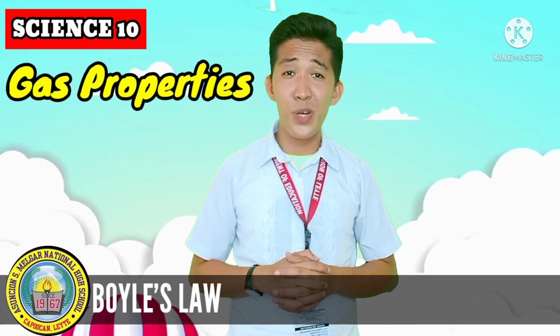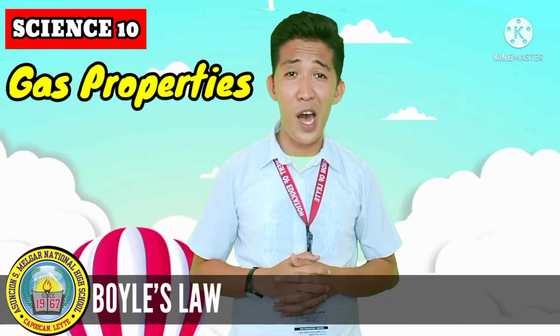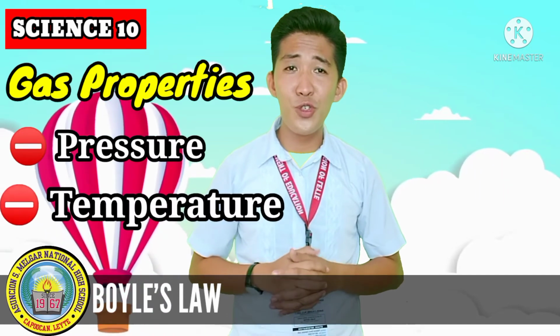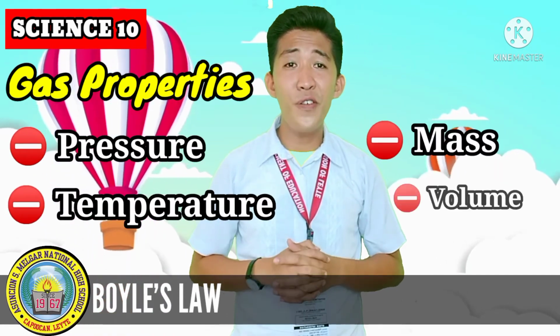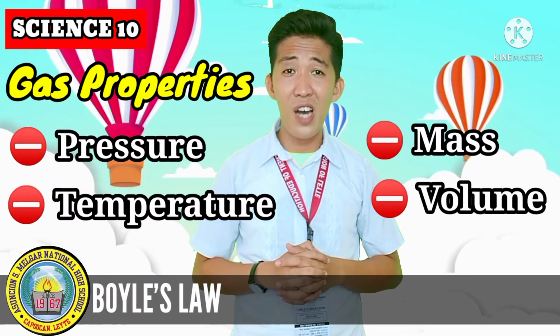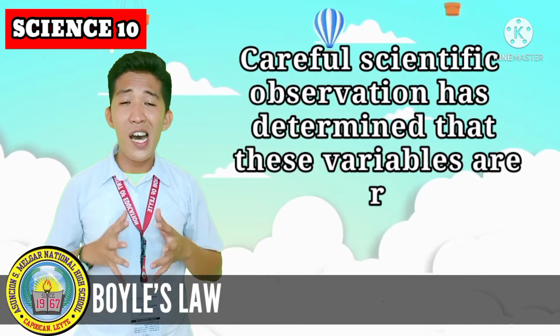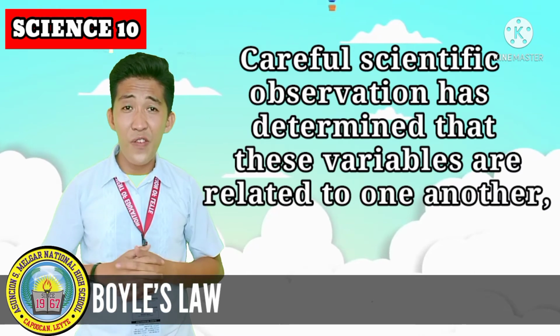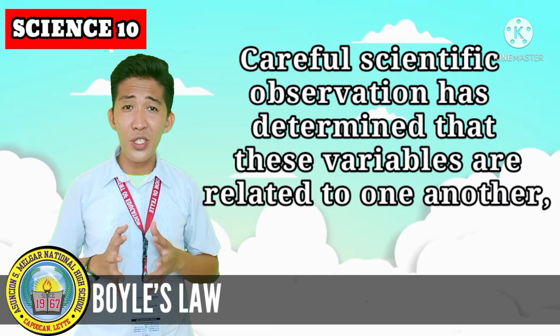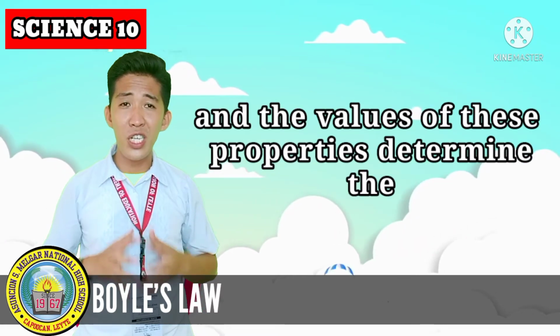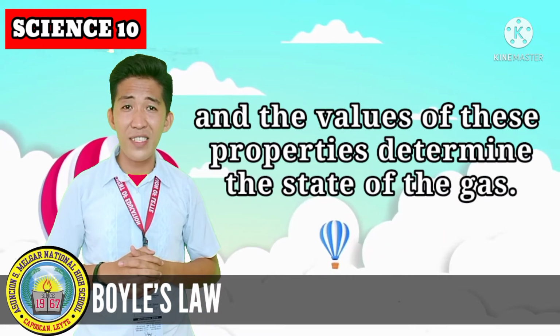Gases have various properties which we can observe with our senses, including gas pressure, temperature, mass, and the volume which contains the gas. Careful scientific observation has determined that these variables are related to one another, and the values of these properties determine the state of the gas.